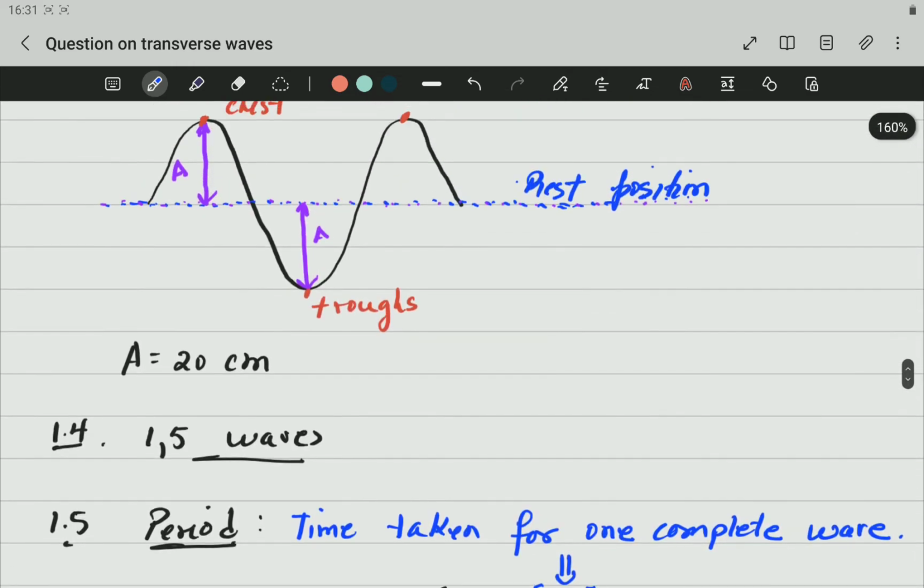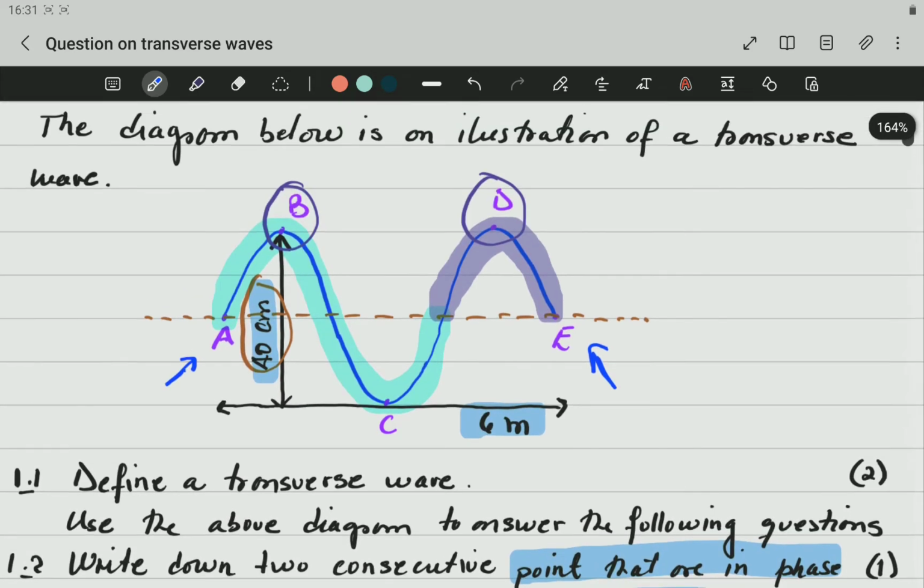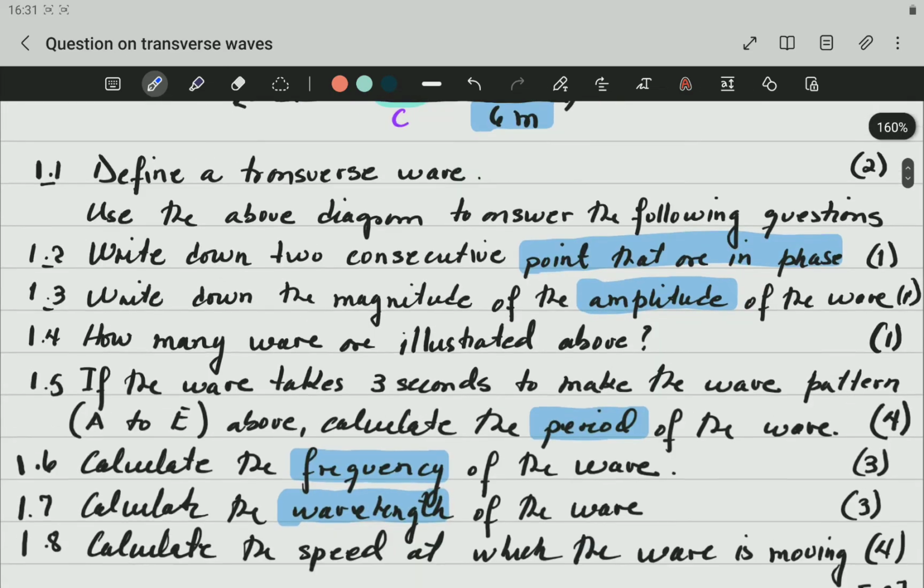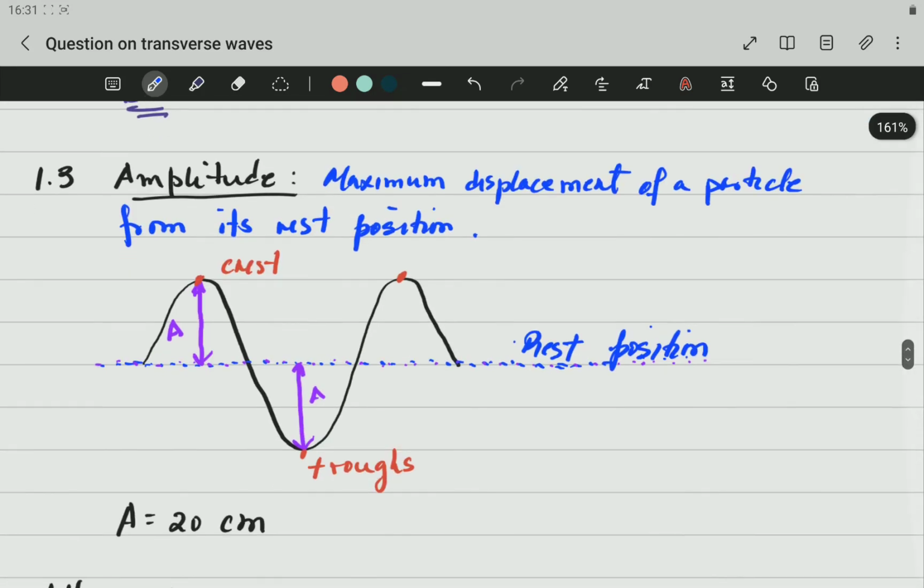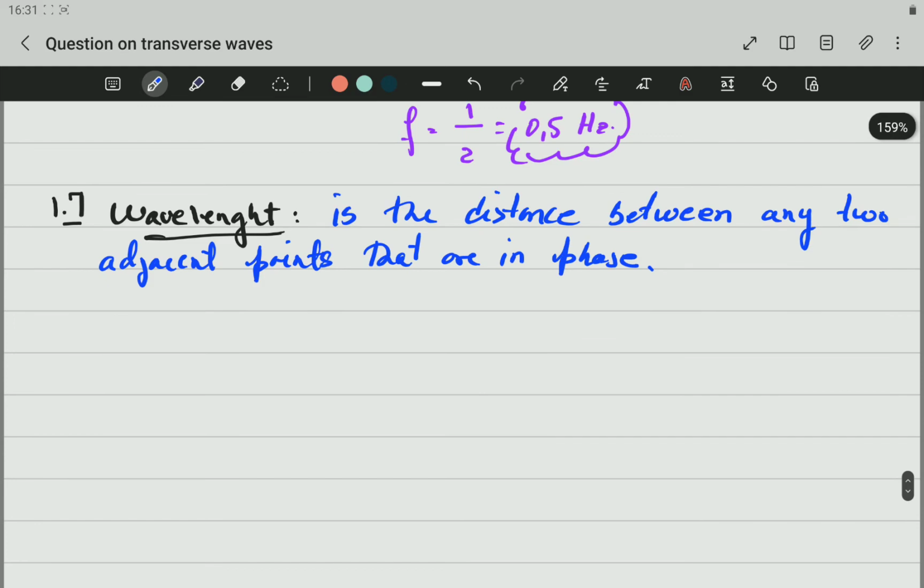If we go here, as well as we did with the period, we know according to the diagram that we have represented 1.5 waves. And the distance for 1.5 wave is 6 meters. So what the distance would be for one wave? So let's use the same approach as we did with the period, using mathematics and the cross product. Alright, so let's go here and do it in that way.